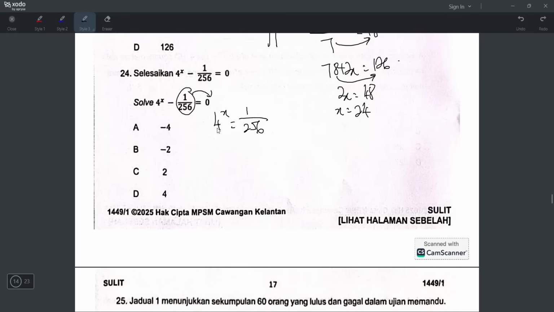The proper method is you try to change so that both sides have the same base. You try your best to change so that they have the same base. Because when both sides have the same base like this, a power m equals a power n, you can compare. If they're the same base already, you can compare the powers. Because if the base is the same, automatically the power will be the same also. So my goal is to make both sides the same base, then compare the power. Okay, but sir, 4 and 256 cannot change to the same base. It can. Why cannot? 4 and 256 can change to the same base because 4 is 2 power 2 and 256 is 2 power 8.